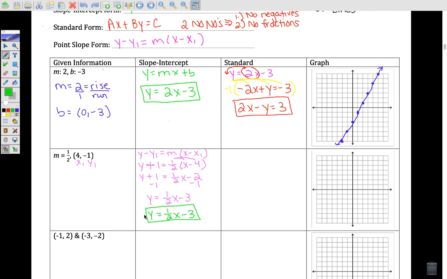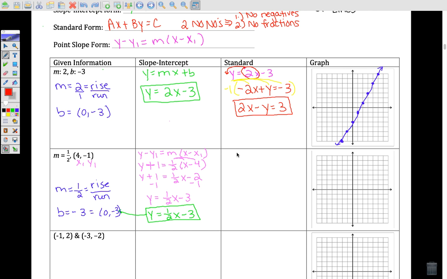And from here, what I can do is I now know how to graph, okay, because now I know my slope is 1/2, which is my rise over run. And I also know that my y-intercept is -3. And I'm going to write that as an ordered pair, which is (0, -3). Before I graph though, I'm going to go ahead and put this into standard form.